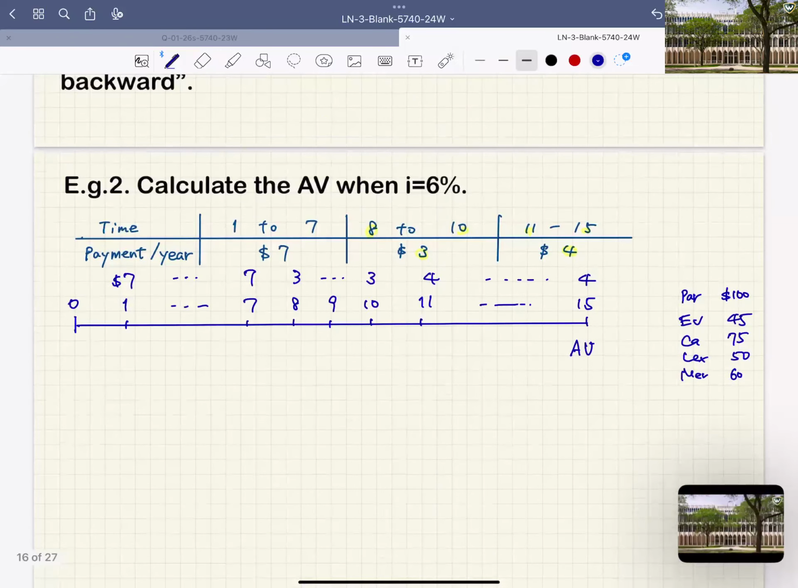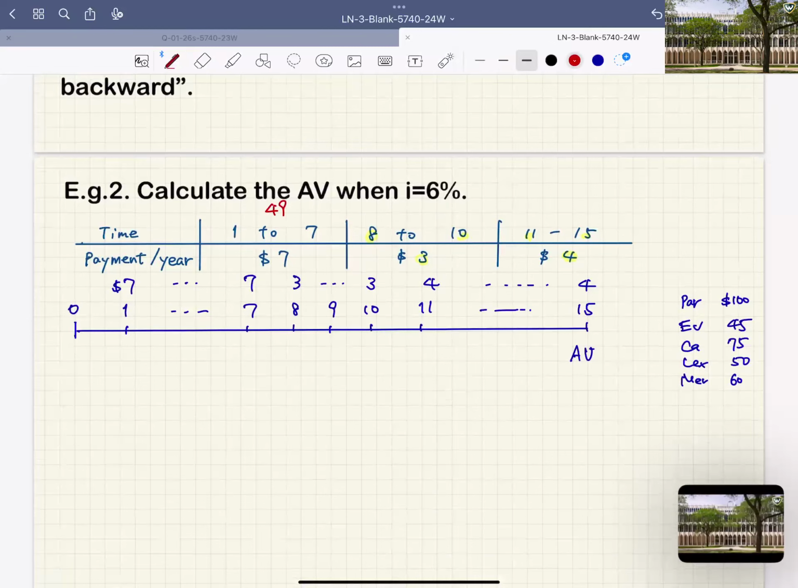So the amount of payments is, okay, so $49 from t equal to 1 to 7, because 7 times 7. And for the next 3 years, 3 times 3, so $9. And the last 5 years, $4. So 5 times 4 is $20. So 58 plus 20. So that is $78. But we are calculating accumulated value.